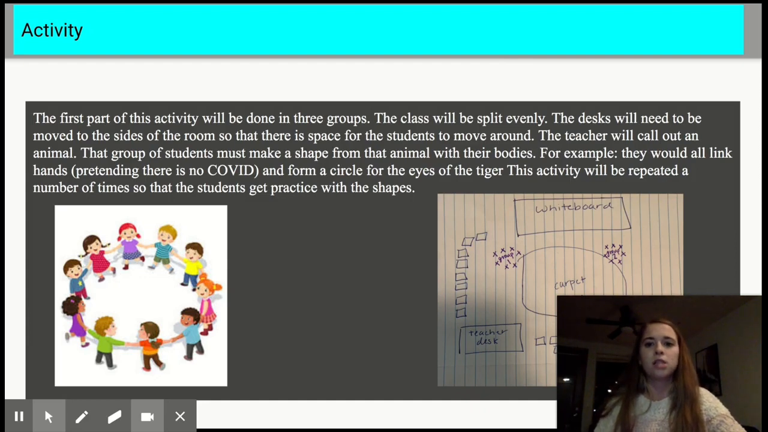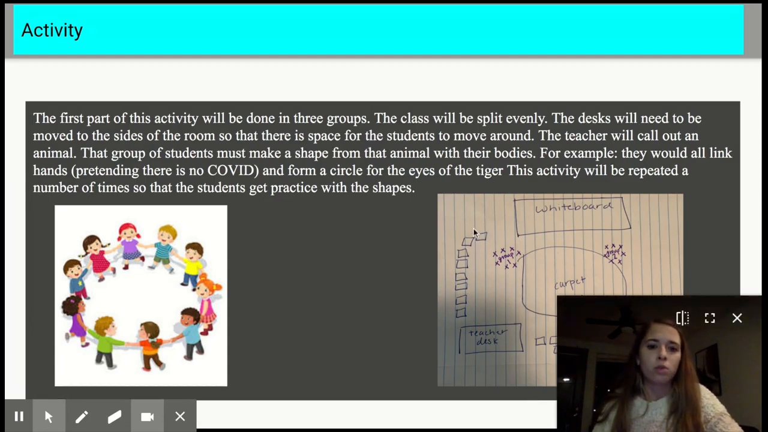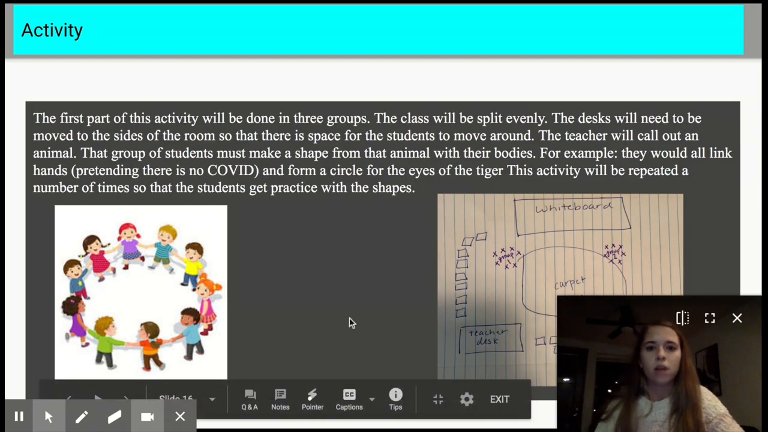just to show how this would be done. And this particular activity, we're looking at no COVID. So the class will be split up evenly, and the desks will need to be moved to the side. So if I had a whiteboard here, my teacher desk here, and the carpeted area, the desks would be moved off to the side so they're not in the way, and the students would group up.